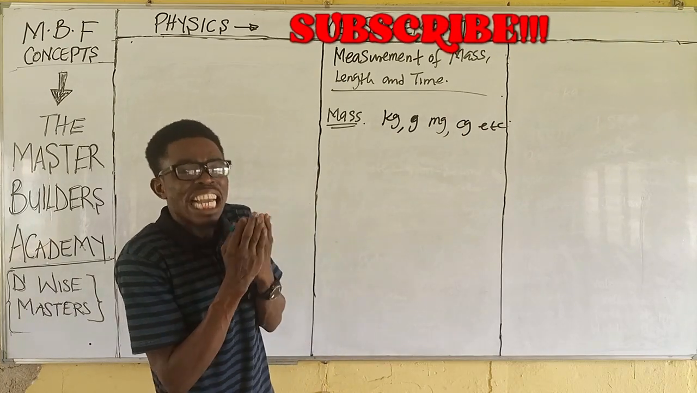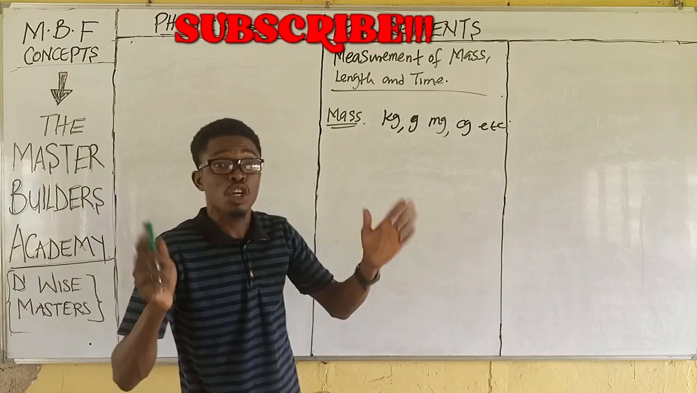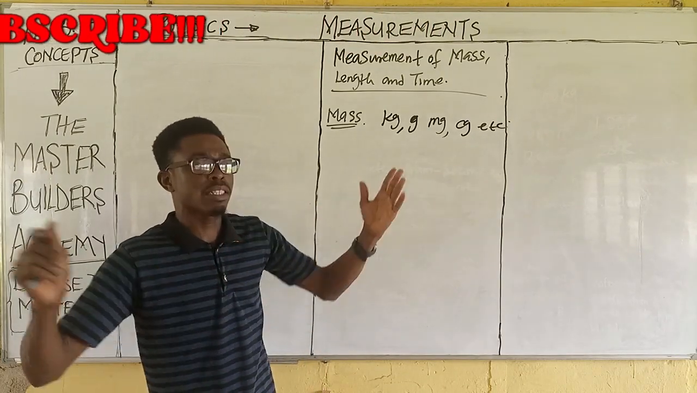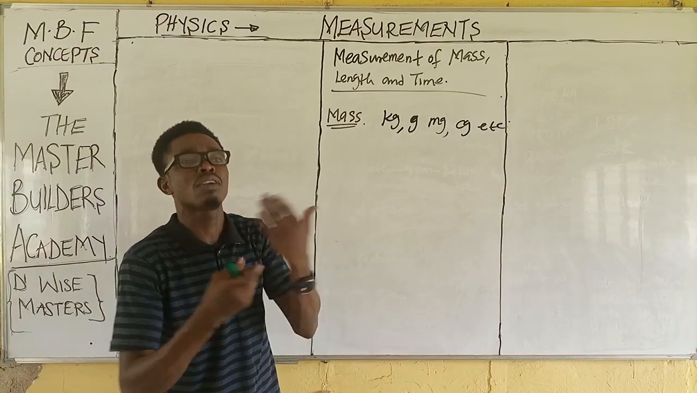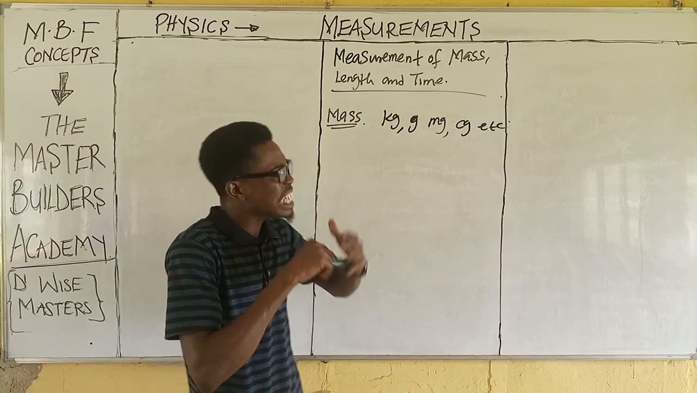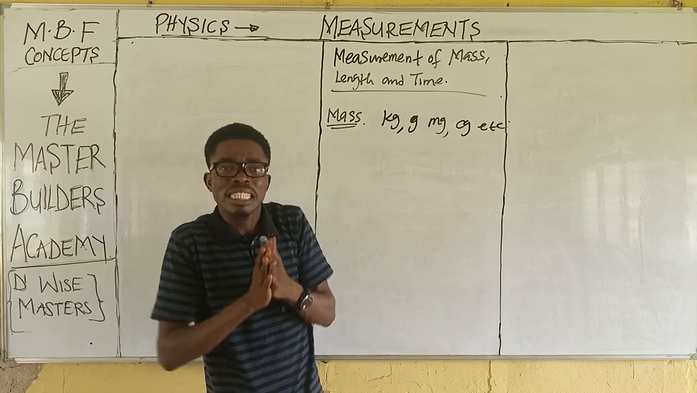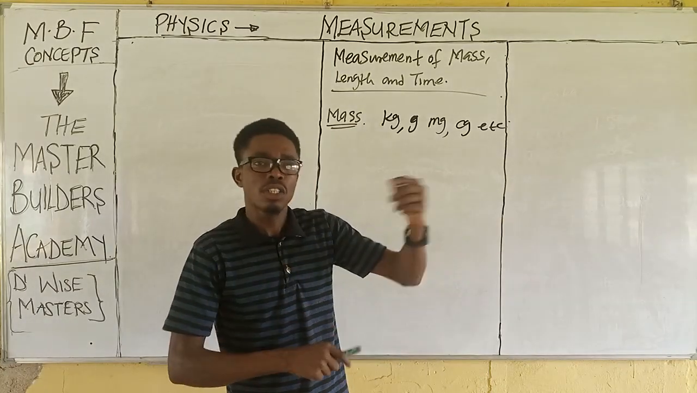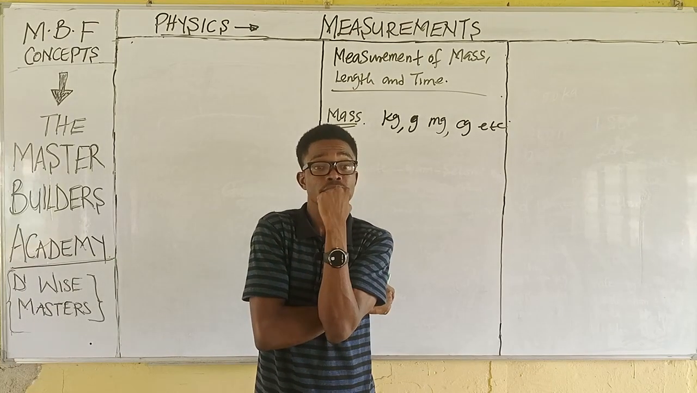Now, what are the instruments used to measure mass? Of course, this is an online video, so I'm going to make it short. I'm going to mention only their names. Then you can go and make your findings on how they are used. All right? Now, what are the basic instruments that are used to measure the mass of a body or an object? Can you give me one?